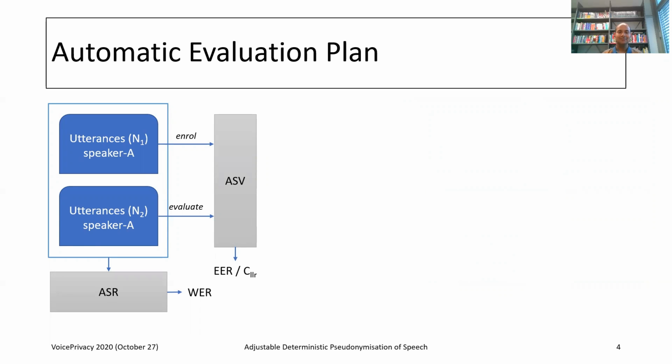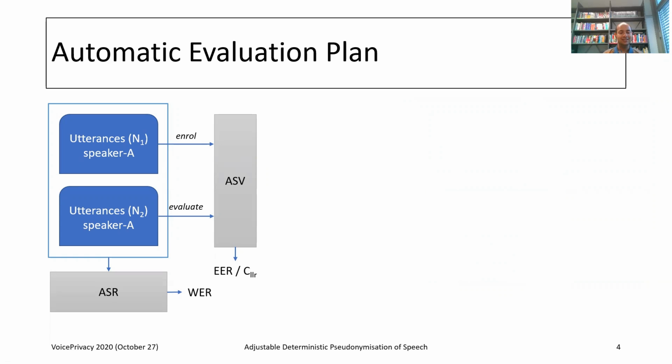So the evaluation plan more concretely is like this. We have a few utterances. For example, let's say there are N1 utterances belonging to a speaker A and N2 utterances belonging to the same speaker, but we've separated them so that when we present them to a speaker verification system, we have an enrollment set as the set of N1 utterances, and we build a system out of these enrollment utterances, and then we evaluate the rest, the N2 utterances. So we get a score, which is usually an equal error rate or CLLR score.